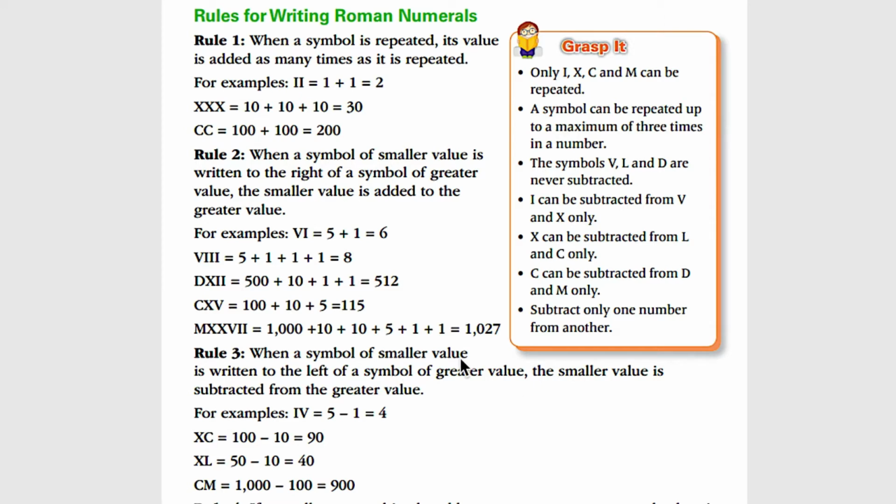Now rule number 3, when a symbol of smaller value is written to the left of a symbol of greater value. So पहले smaller numeral, then we have the larger numeral with the greater value. In that case, the smaller value is subtracted from the greater value. So for example, over here we have I, the smaller numeral first, then we have V, the larger numeral. So over here we have to subtract the value of the smaller numeral from the value of the larger numeral. So I की value है 1, that is subtracted from the value of V, that is 5. So 5 minus 1 is equal to 4.